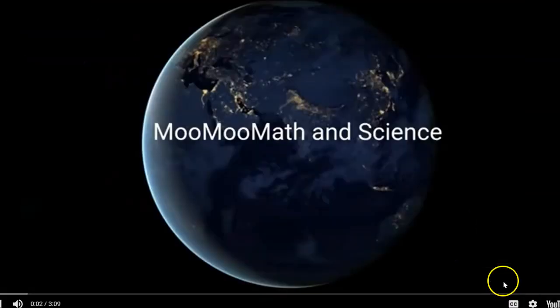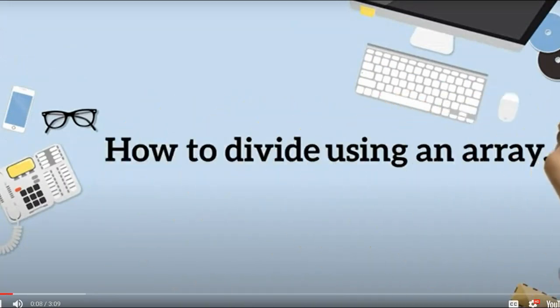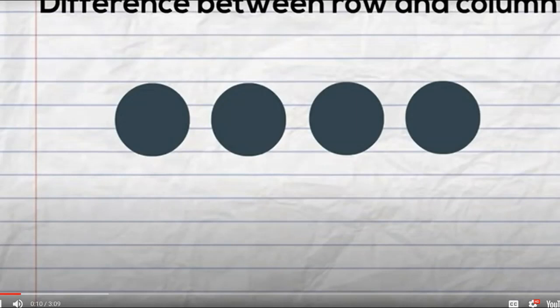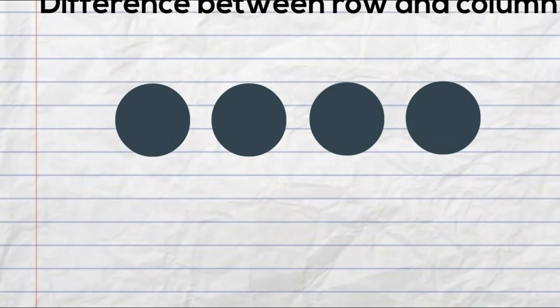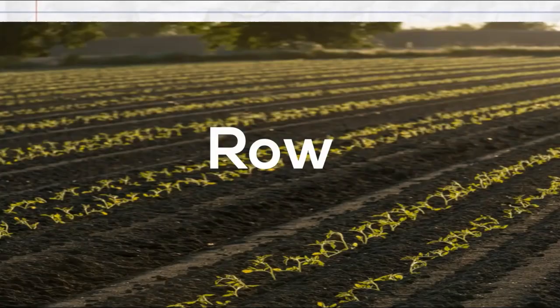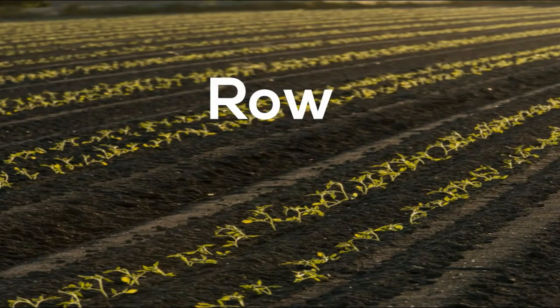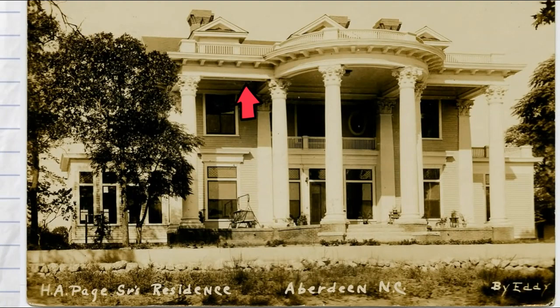Welcome to Moo Math and Science. In this video, I'd like to show how to divide using an array. Before we get started with division, let's learn the difference between a row and a column. A row is horizontal and moves from left to right. Much like on a farm, the crops are in a row from left to right. A column, on the other hand, goes up and down or vertical, much like the columns on a house go up and down or vertical.